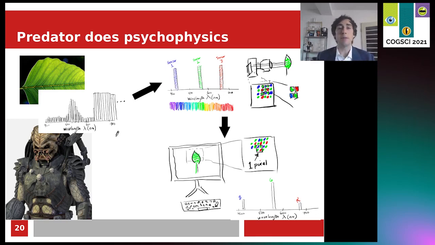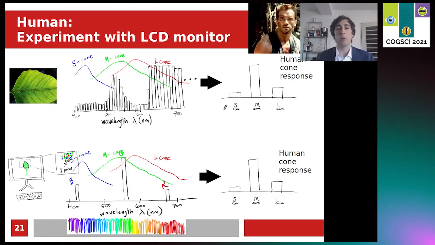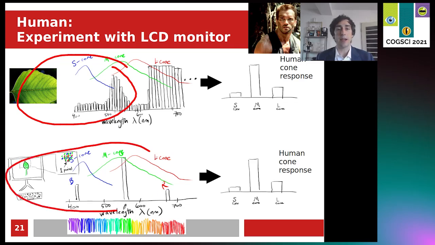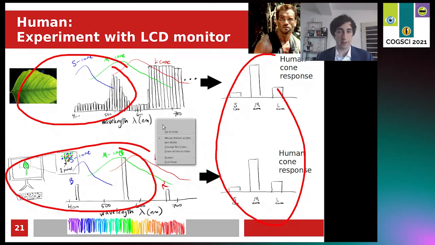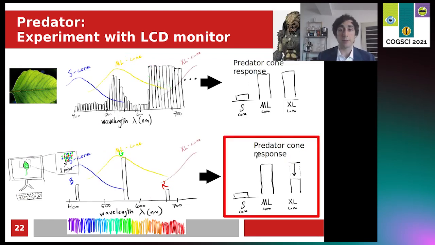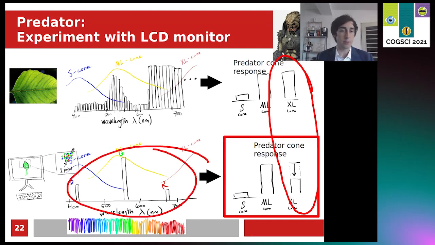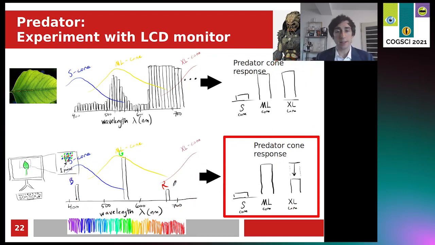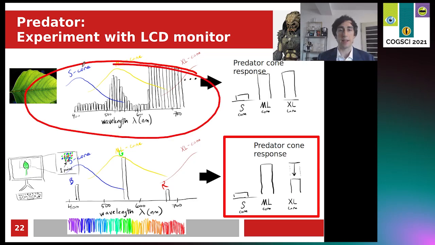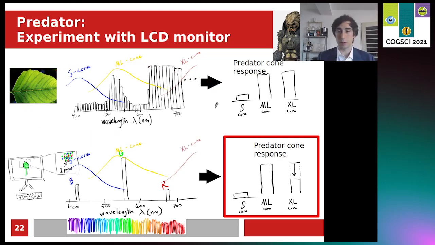That's good. The problem is when we do psychophysics with a computer monitor, or any experiment with the computer monitor, to show the predator. While to the human, the original natural leaf and the leaf on the computer look exactly the same because the monitors and cameras are built for humans, to the predator, they do not look the same. In fact, the response of the extra long wavelength cones in the predator will be significantly lower for this example LCD monitor, because the red emitting element is basically too short wavelength to really activate the extra long wavelength cone that the predator had and that was activated in the natural leaf viewing situation.